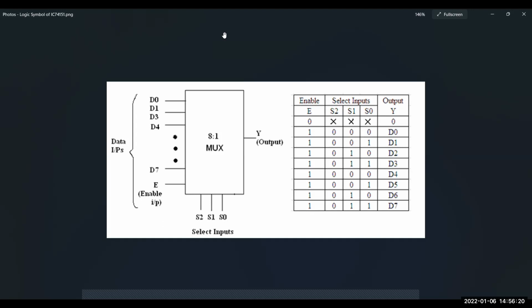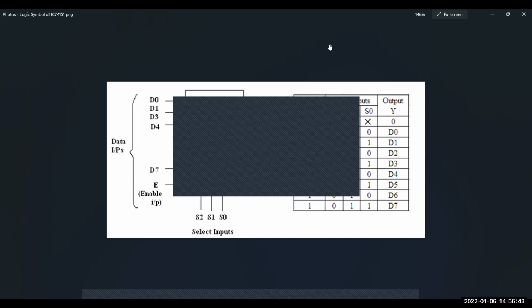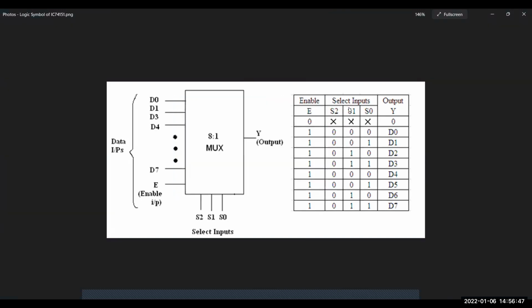Now when E equals 1 or E bar equals 0, the multiplexer is disabled, but when E equals 0 or E bar equals 1, then the select inputs, that is S0, S1, and S2, will select one of the data inputs to pass through to the output.